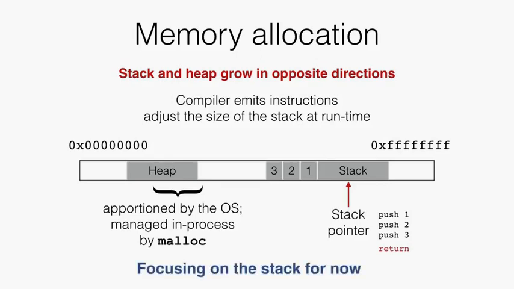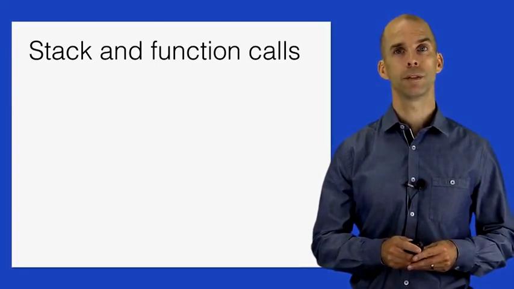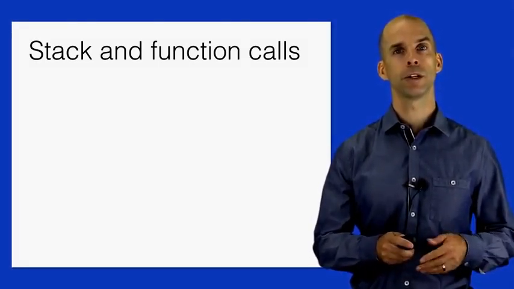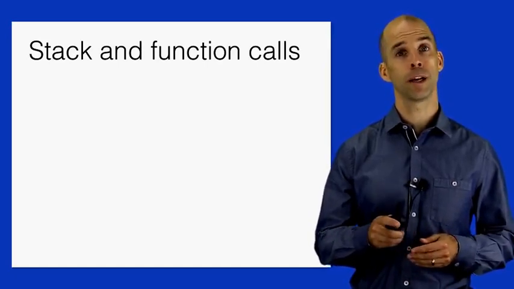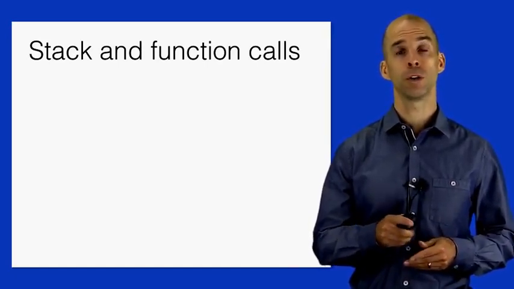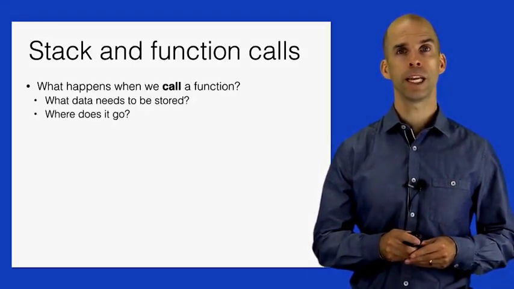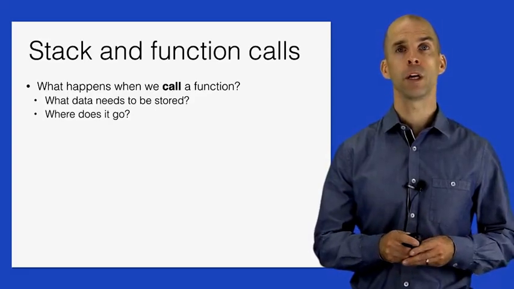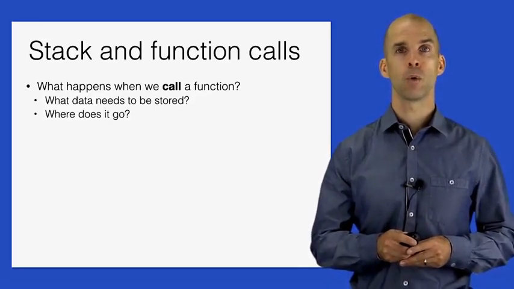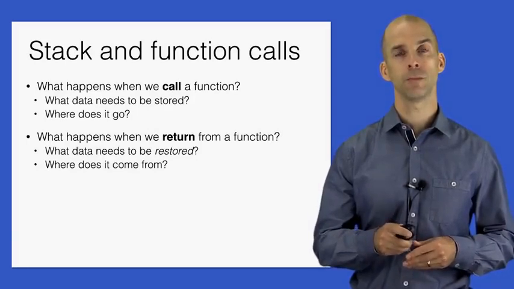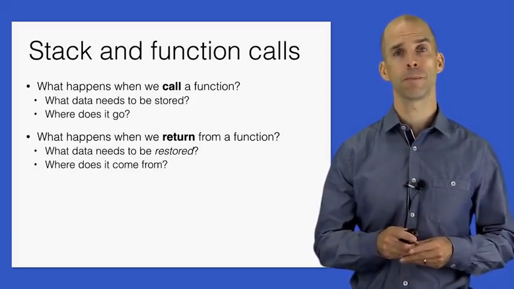For now, we're going to focus on the stack, because that's the target of the first attack that we'll consider. The next question is, how does a program use the stack while it is running? As mentioned earlier, the stack is used to support calling and returning from functions. We'll now look at the details. In particular, we'll look at what data we need to store and where we'll put it when calling a function. We'll also look at what has to happen when a function returns, that is, what data needs to be restored and where to get it from.